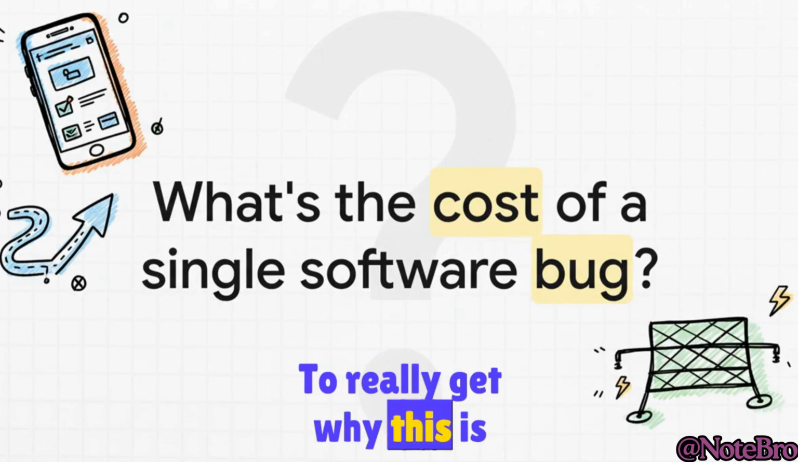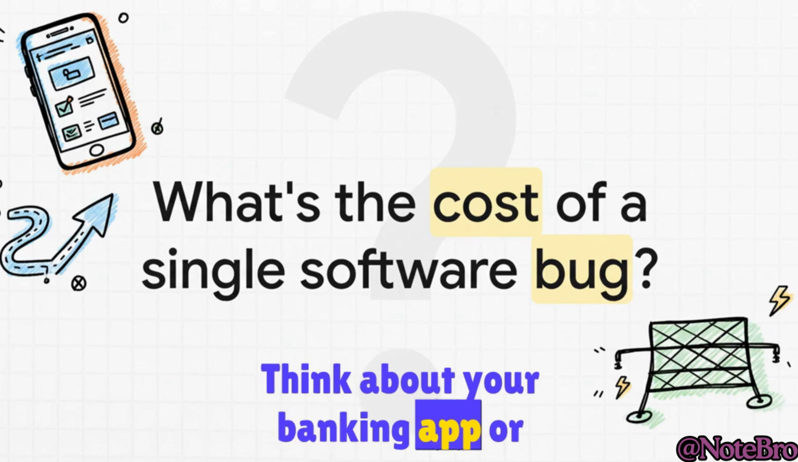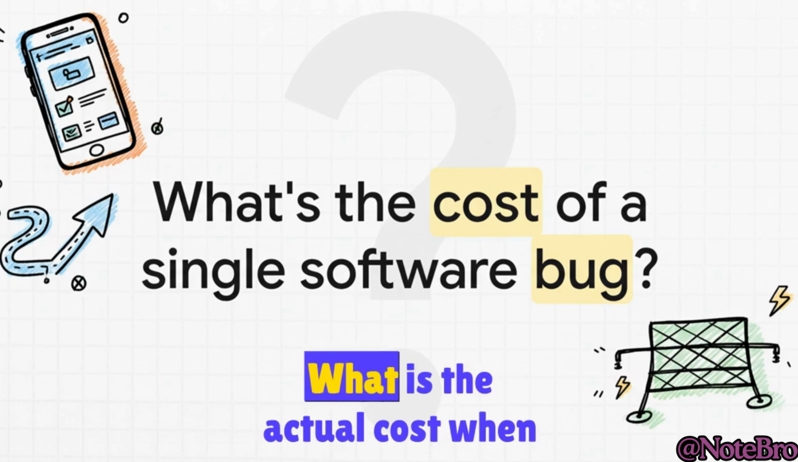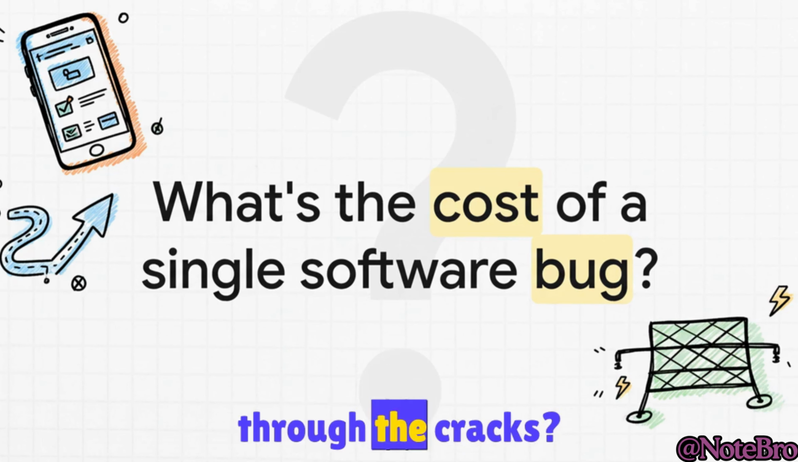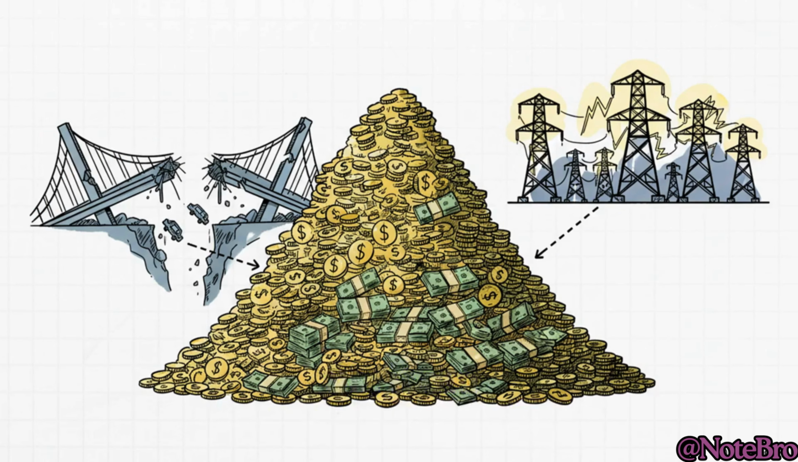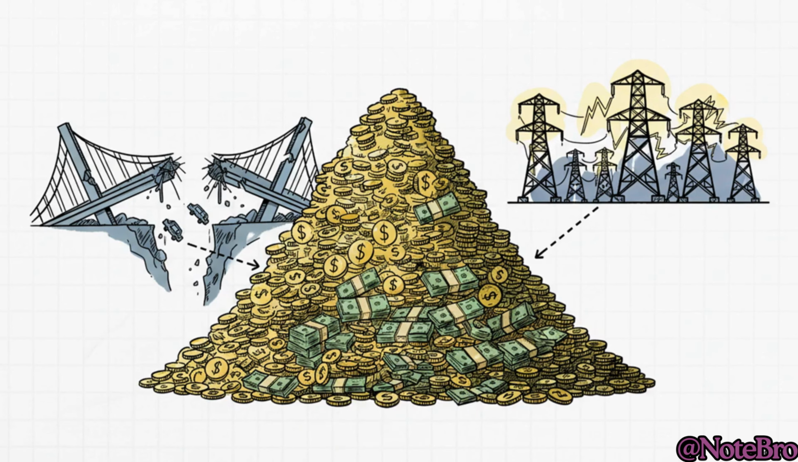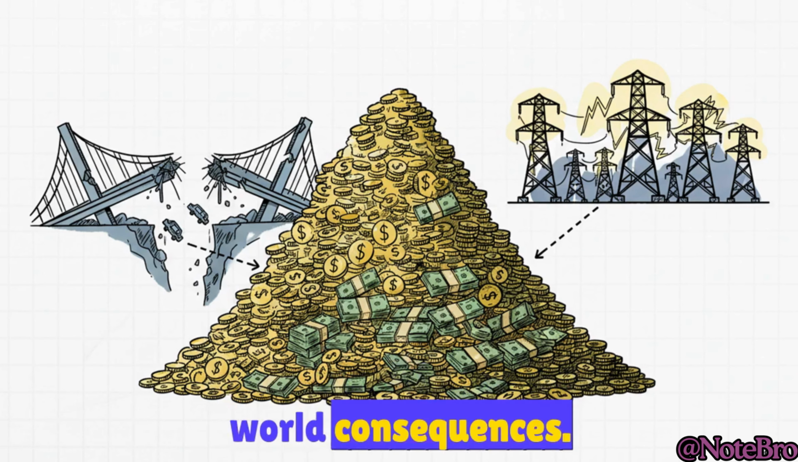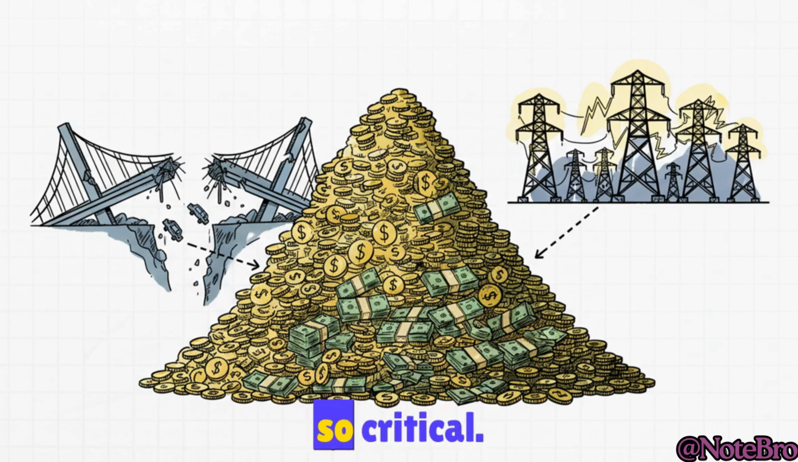To really get why this is so important, let's just start with a question. Think about your banking app, or the GPS in your car, or even the software that runs a power grid. What's the actual cost when just one single tiny bug slips through the cracks? The answer? Oh, it can be absolutely staggering. I mean, we're talking millions, sometimes even billions of dollars in losses. But it's not just about the money. Software failures can have huge, real-world consequences. The stakes are incredibly high, which is exactly what makes this field so critical.